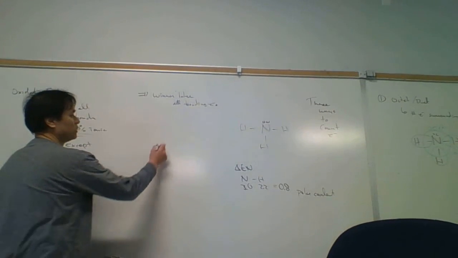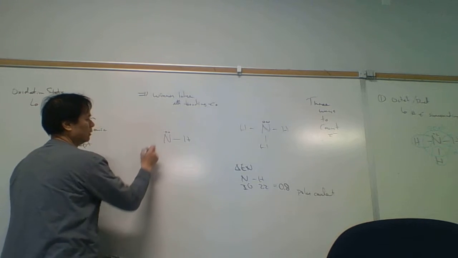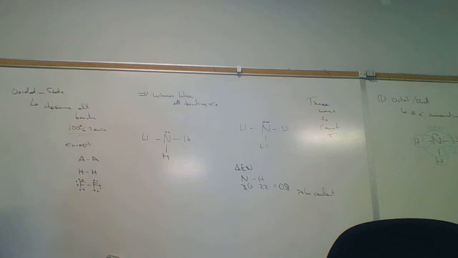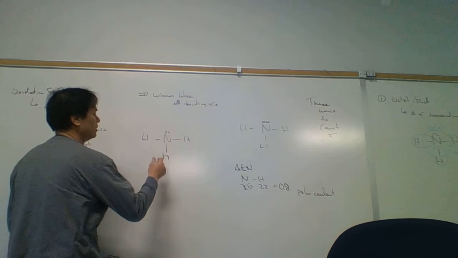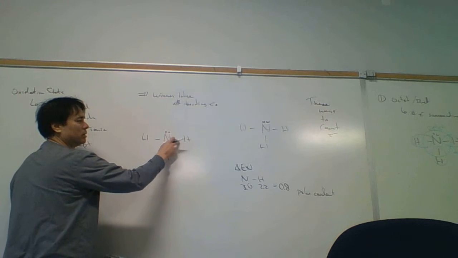And so this means we divide the electrons differently. So how we do this is like this. It's a winner take all. So nitrogen versus hydrogen, who wins these two electrons in the bond?